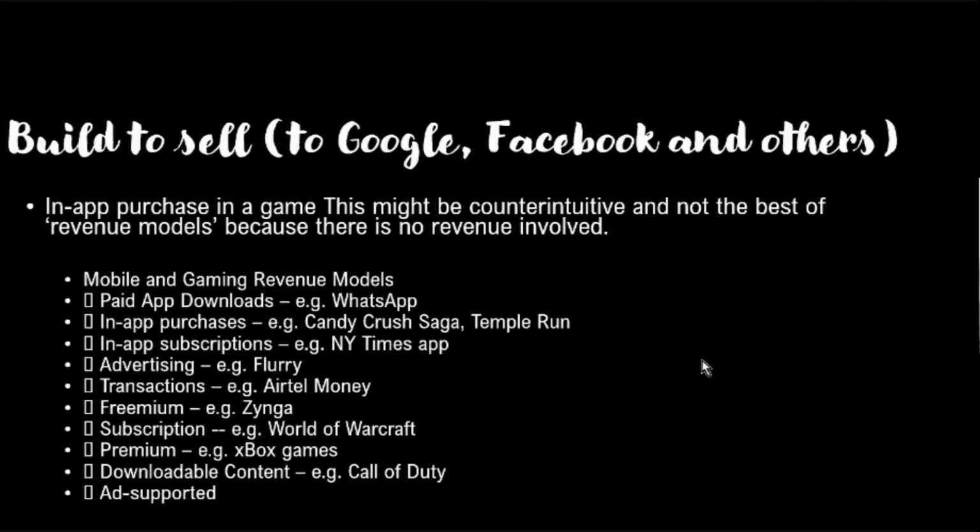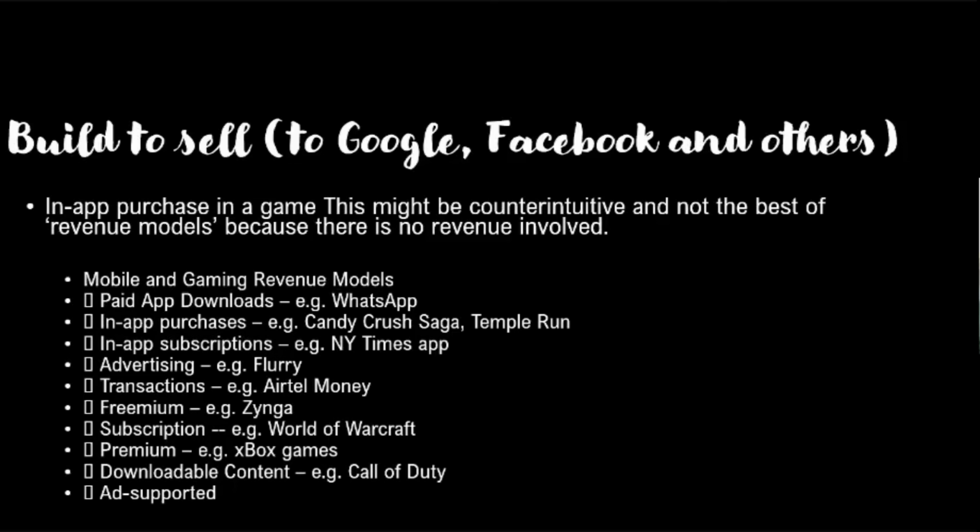Then lastly, we have build to sell, to Google, Facebook, and others. This is like an in-app purchase in a game. This might be counterintuitive and not the best of revenue models, because there is no revenue involved here, unlike in-app purchases in games. But many companies would have built traction over time and never worried about how they are going to make money, and finally sold for big bucks to the internet giants, for example Instagram and Pinterest.